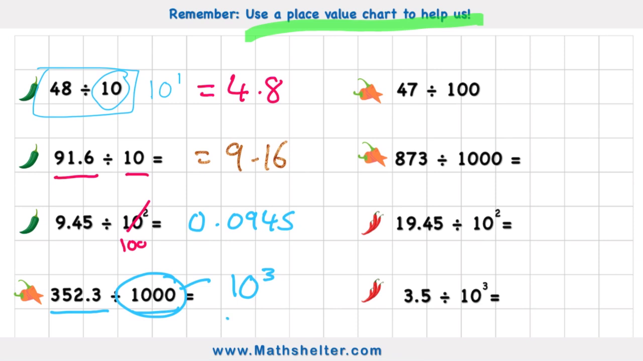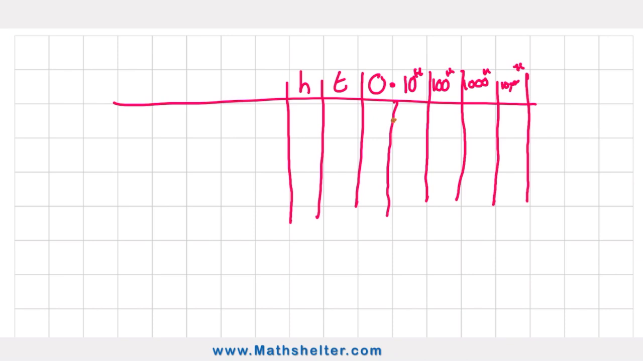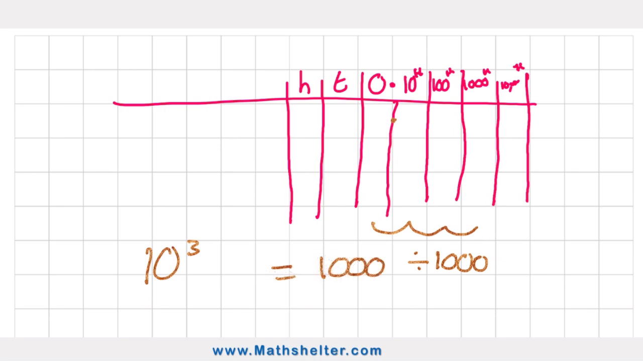Because remember, 10 to the power of 3 means 10 times 10, which is 100, times another 10, which equals 1,000. But actually for us, 1,000 is easier to use, so we'll keep it as 1,000. And now because I'm dividing by 1,000, I'm going to need to move 1, 2, 3 places, because that would be divided by 1,000. And again, it all kind of links in, doesn't it? Because 10 to the power of 3 equals 1,000. So therefore, if we're dividing by 10 to the power of 3, I'm dividing by 3 of these columns because each column is worth a power of 10.